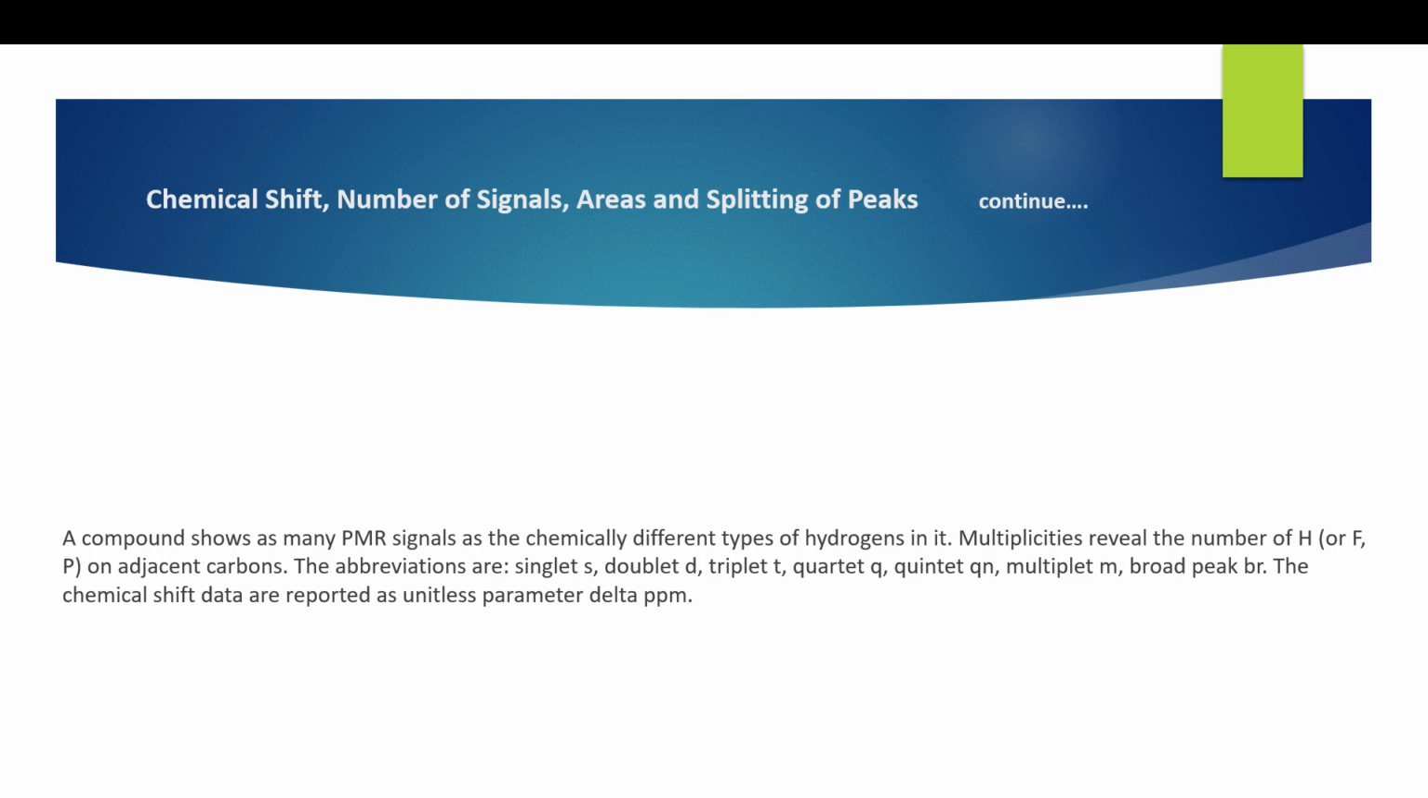A compound shows as many PMR signals as the chemically different types of hydrogens in it. Multiplicities reveal the number of H or F or P on adjacent carbons. Sometimes we use the abbreviations singlet S, doublet D, triplet T, quartet Q, quintet QN, multiplet M, broad peak BR, etc. As I told earlier, the chemical shift data are reported in the delta scale, which is a dimensionless and universal scale. The spectrum recorded on any machine will have the same delta value.